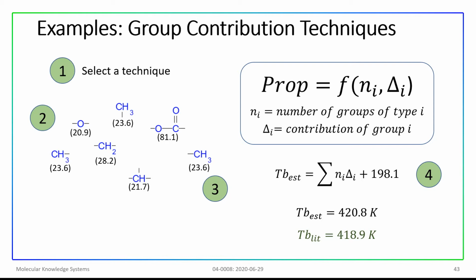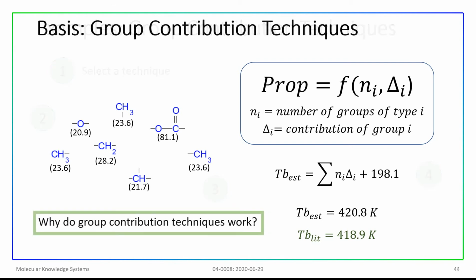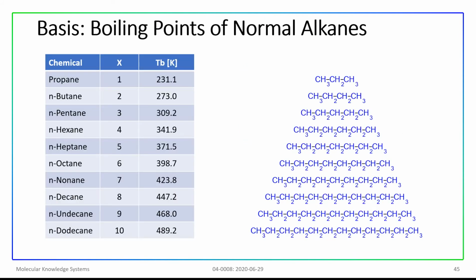For a simple model, group contribution techniques can produce very good results. So this leads to the question of why group contribution techniques work. To answer this question, we need to look at the relationship between molecular structure and physical properties. Here we examine data for the boiling point of normal alkanes.